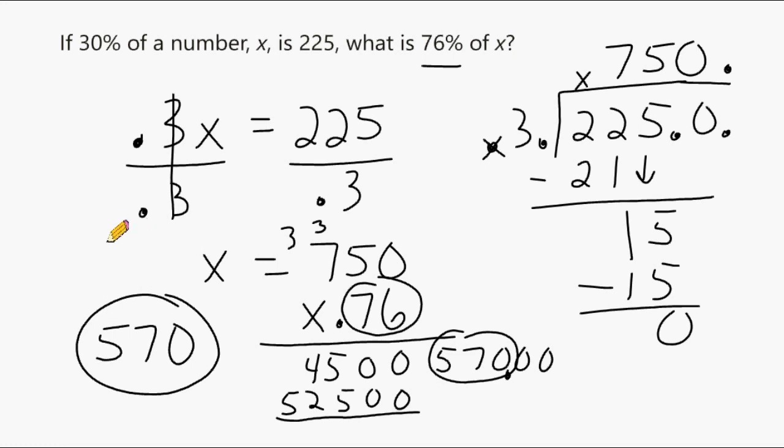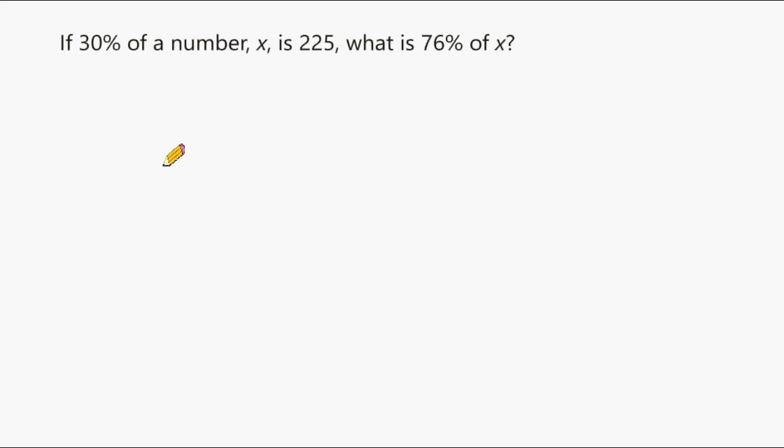All right, now that was just one way to solve this problem. Let's go ahead and use only proportions to solve this problem. Okay, if you are given a percentage, you can rewrite that percentage as a fractional value. So we're going to write 30% as 30 out of 100.